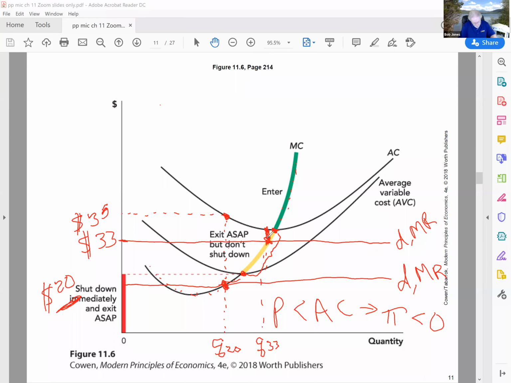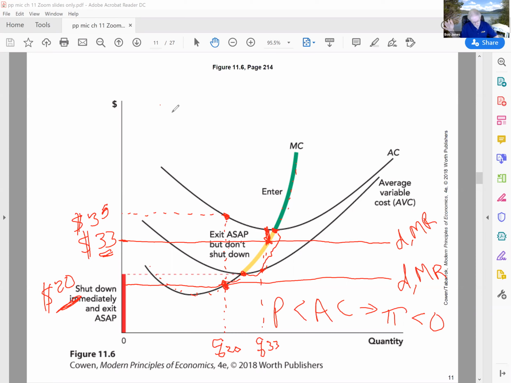But at 33, in the short run, he needs to think about, what are my variable costs? His variable costs are down here, looks like around $21. So with the price of 33, the firm is more than covering its variable cost. So this is kind of a weird situation where, even though the firm is losing money, if they think that things will get better in the future, the firm will be better off continuing to produce, even though it's losing money.